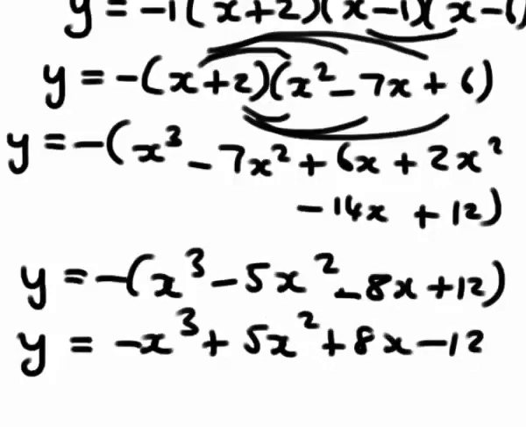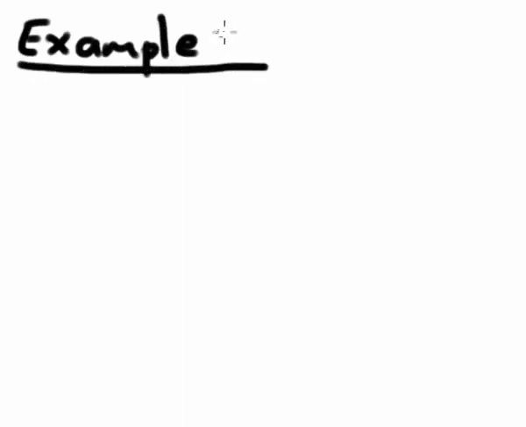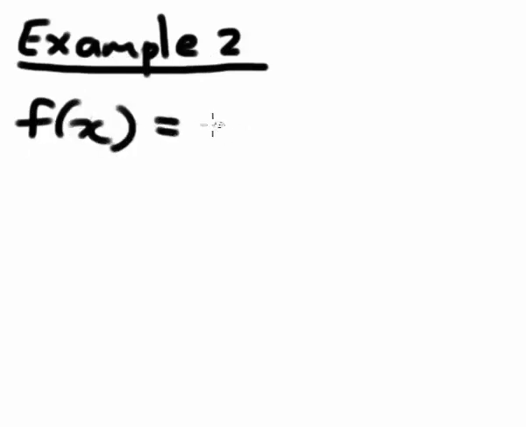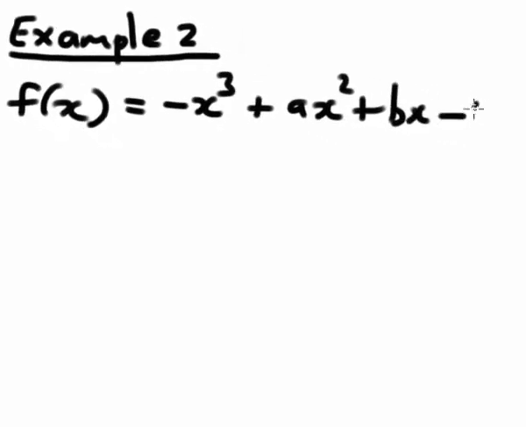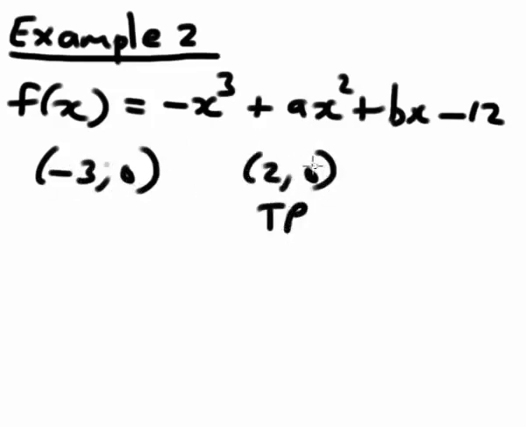Okay, what a pleasure. Let's look at a second example quickly, and we're going to do one where you've got a repeated x-intercept where it has a turning point on the x-axis. If I give you an equation like this, now careful, watch this, it's minus x cubed plus ax squared plus bx minus 12. And I say to you that this graph passes through (-3, 0) and has a turning point at (2, 0). Determine the values of a and b. What is the equation of the graph?